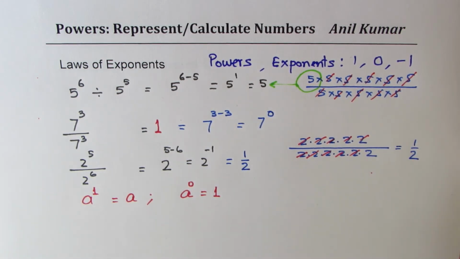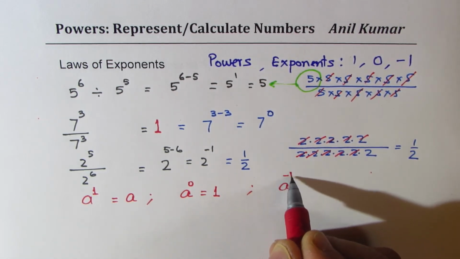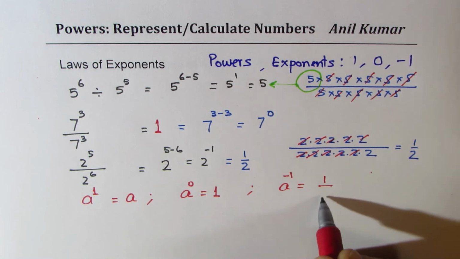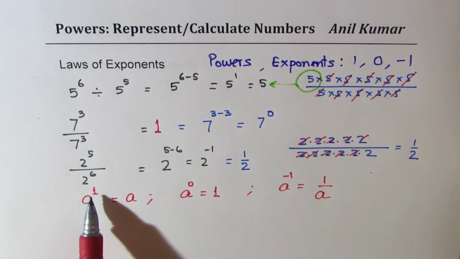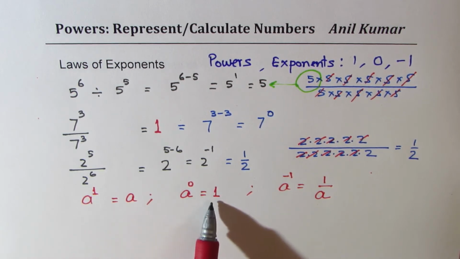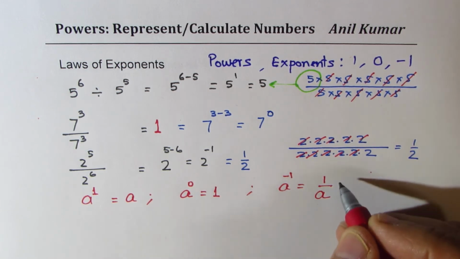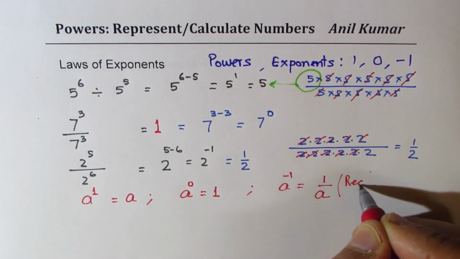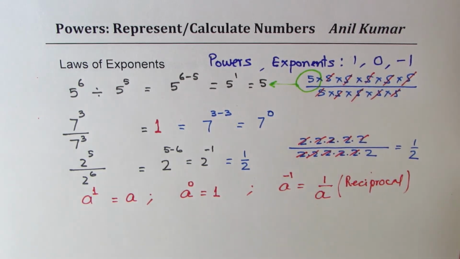Do you get an idea? So that really means that if I have a to the power of minus 1, it is basically 1 over a. Is that correct? So these are 3 more laws. That anything to the power of 1 is the same number. And if the exponent is 0, what you get is 1. But if exponent is minus 1, what you get is reciprocal. So this is reciprocal of the number. Is that clear?